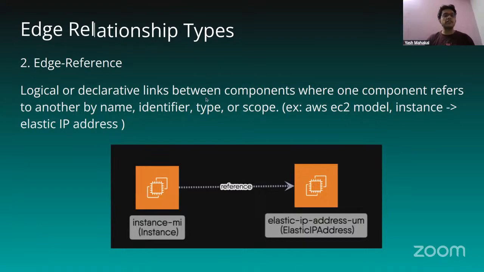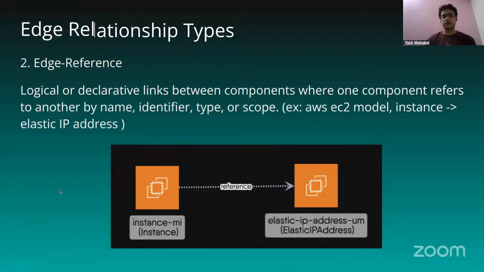Edge reference relationships are logical or declarative links between components where one component refers to another by name, identifier, type, or scope. These words are important here: by name, identifier, type, or scope. For example, an AWS EC2 instance and an elastic IP address. It's not like the elastic IP address will be providing the IP there. We'll just be mentioning this elastic IP's ID in the instance. So that's how it is working. This is called an edge reference relationship.